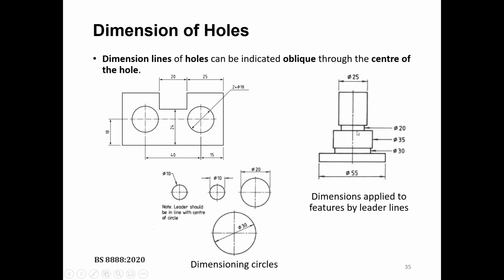It will be confusing. So if you don't have another view here, you can simply use these leader lines to show the dimensions for 1, 2, 3 circles, for example. But for the top one and the bottom one, it's better if you show it like this.